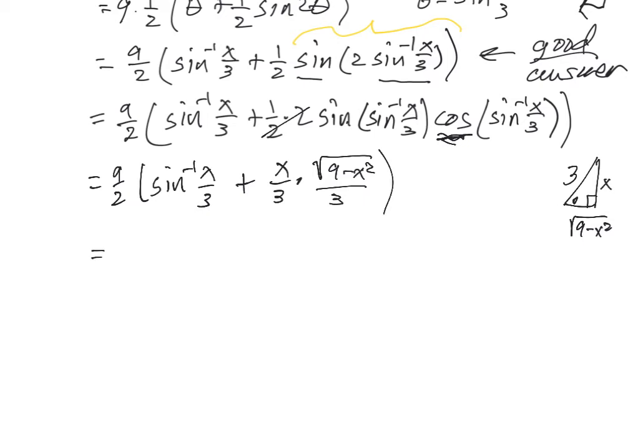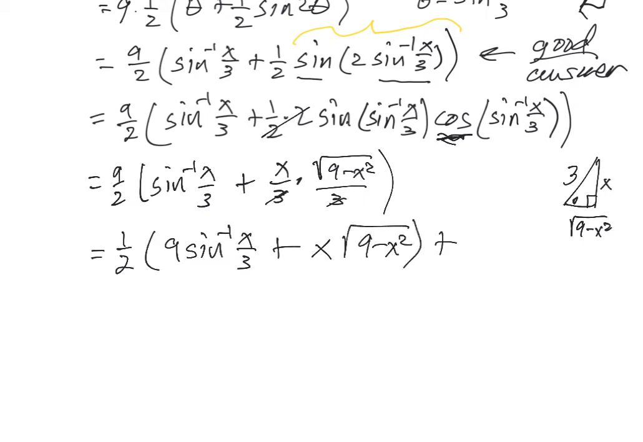And let's do one more thing. I guess let's push the 9 inside. I can see something good is going to happen there. So I get 1/2 times 9 inverse sine x over 3 plus, and notice when we push the 9 in, it cancels these 3's. So all that's left is, 1/2 is still out, so x square root 9 minus x squared plus C. So up here we've got a good answer. Down here we have the best answer.